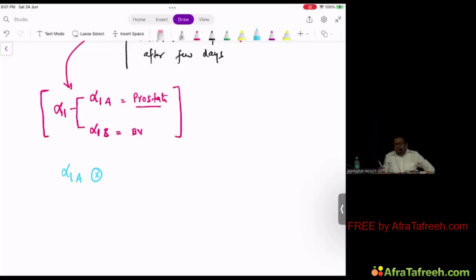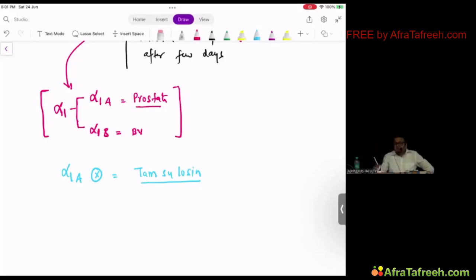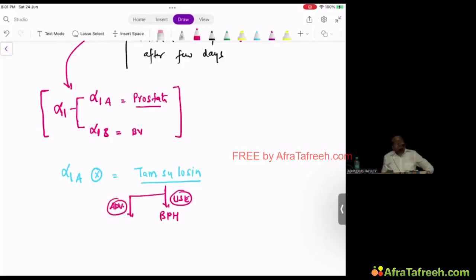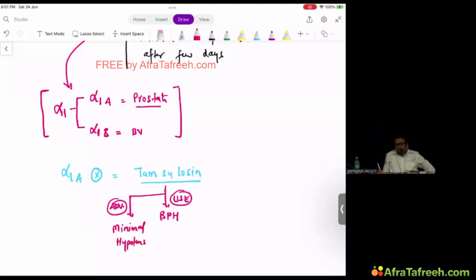The selective alpha 1A blocker drug was called tamsulosin. What will be the use of tamsulosin, in which disease? You will use it for BPH. And what will be the advantage of tamsulosin over zosin? It will cause very little, minimal hypotension, because it is not blocking alpha 1B.